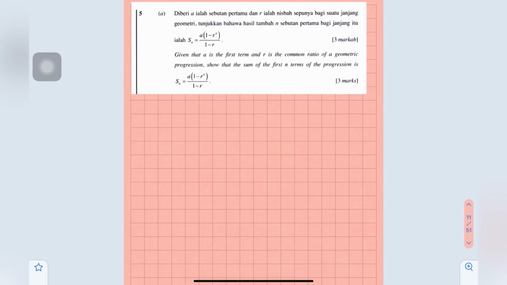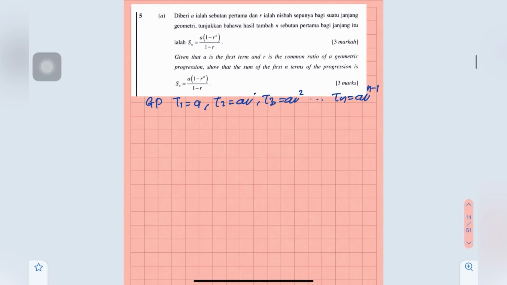Number 5A, given that a is the first term and r is the common ratio of a geometric progression, show that the sum of the first n terms of the progression is Sn equals to a(1 minus r power of n) over 1 minus r. Okay, so kita tahu soalan ni, so kita derive formula of Sn of geometric progression. So kita tahu for geometric progression, T1 is a, T2 is ar, T3 is ar squared, and Tn is ar power of n minus 1.